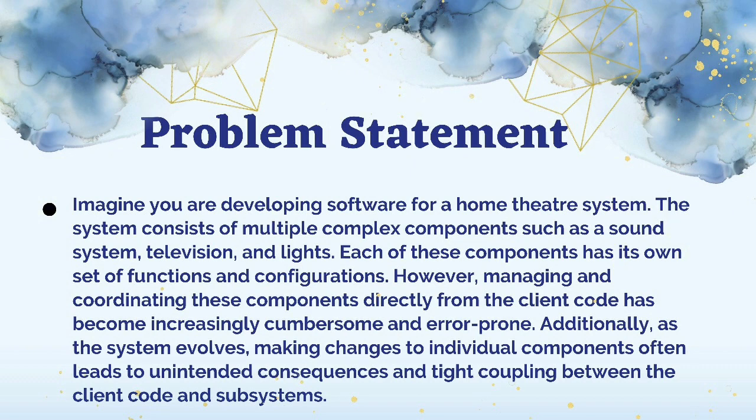Imagine you are developing software for a home theater system. This system includes several components such as a sound system, television, and lights, each with its own set of functions and configurations. Managing and coordinating these components directly from the client code is very difficult and prone to errors. As the system grows, changes to individual components often cause unexpected issues and create tight coupling between the client code and the subsystems. The main challenges here are that each component has multiple functions and settings, making it hard to manage them directly. Direct management increases the likelihood of errors.